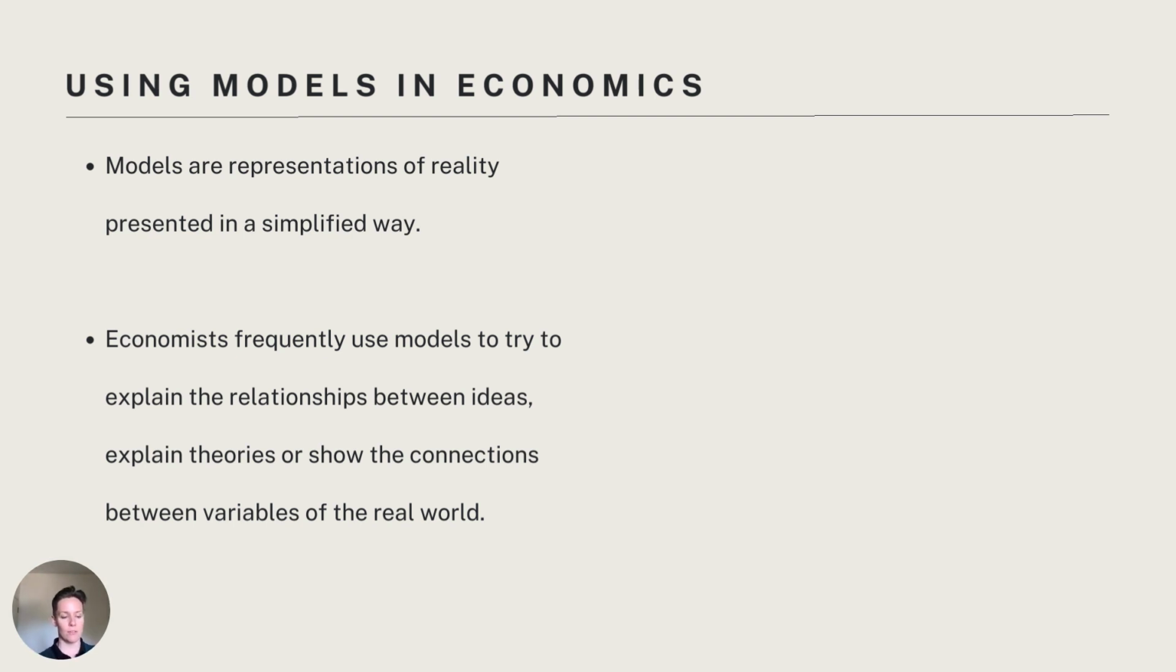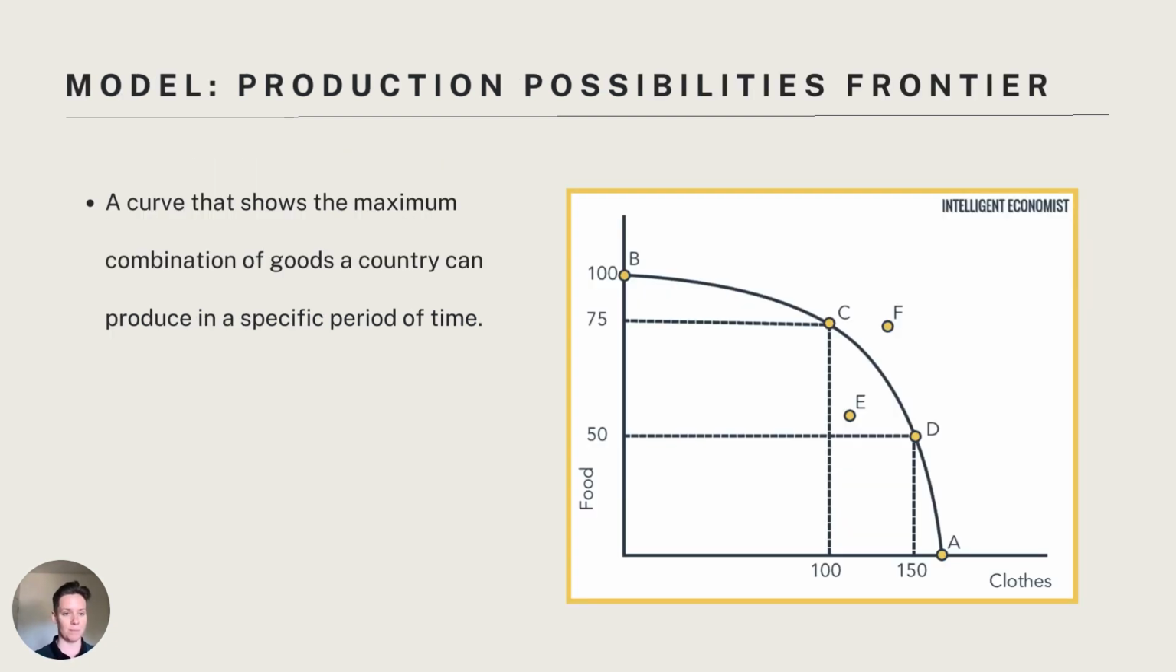So I think this speaks to some of the issues associated with economics and the complexity behind economic thought, and the challenge for governments in trying to understand how the decisions that they make will impact society, knowing full well that there's a whole bunch of other things going on that could impact it. So economists frequently use models to try to explain the relationship between ideas, explain theories, or show real world connections. But like I said, take it with a grain of salt. If you think in your real world context it might look different, there's every chance that it does.